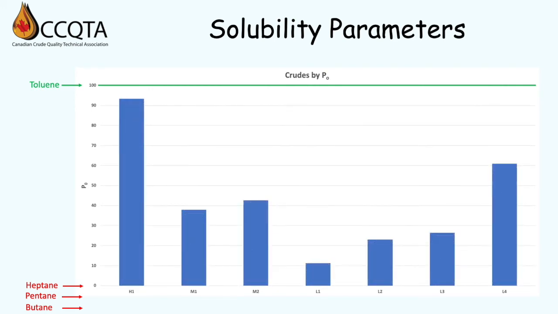Here are some examples of heavy, medium, and light crude P0 values. H1 is a heavy crude with a P0 greater than 90, indicating it has good asphaltene solubility and is not only stable but has good solvency for asphaltenes, so it is favorable in a blending scenario. By comparison, L1, which is a light crude, has a P0 around 10, indicating it has a very poor asphaltene solubility, so it is not favorable in a blending scenario with something that actually has asphaltenes.